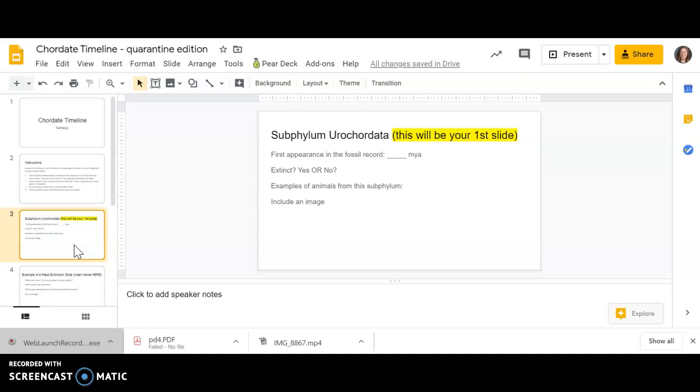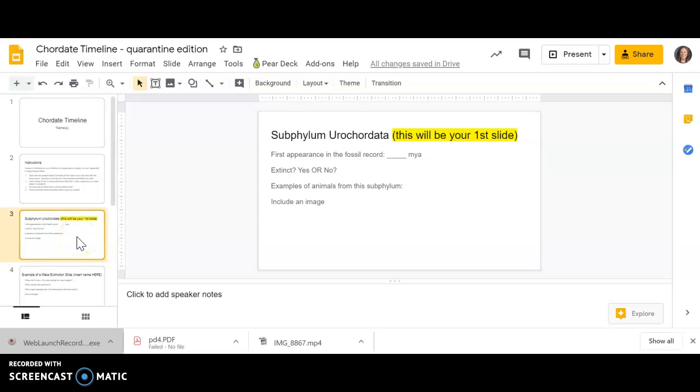And then you have to let me know if it's extinct or not, and then some examples of animals from the subphylum. As you get to classes, even in the classes, you can give me more than one example, and I think that's helpful. And then, of course, you're going to want to include an image. I know some of you are probably drawing your images, and if you've already started on that, you can just take a picture of that drawn image and insert it if you want to do it that way. Or you can find images on Google Image and that kind of thing to put there.